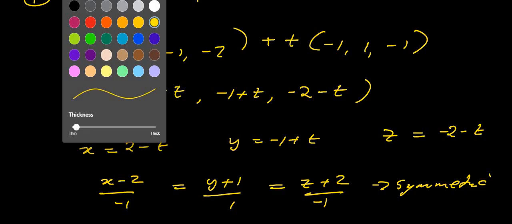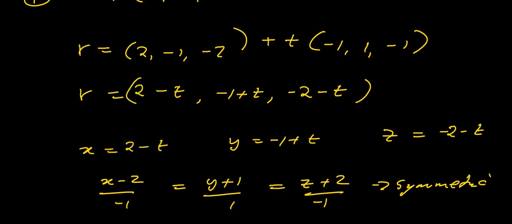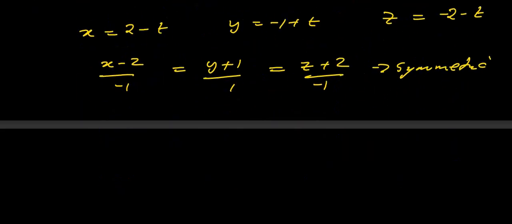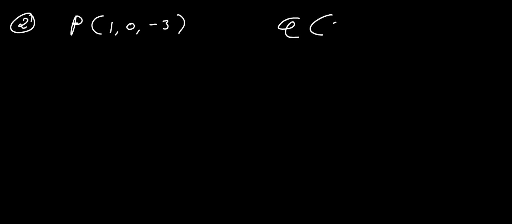Now the next one, they want us to get the line between two points. So part 2 is a line that passes through these two points. You have your P, which is 1, 0, and -3, and Q, which is 2, 1, and 0. So the first thing we need is to find the direction vector.